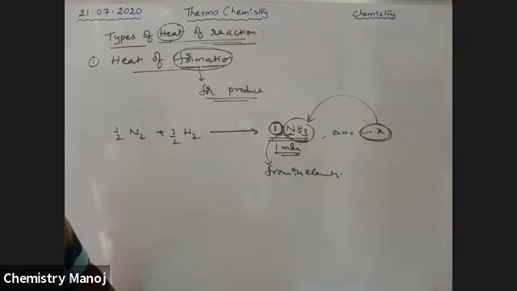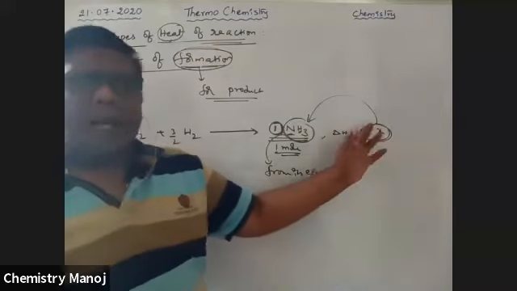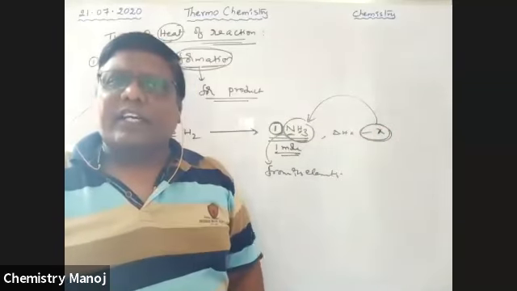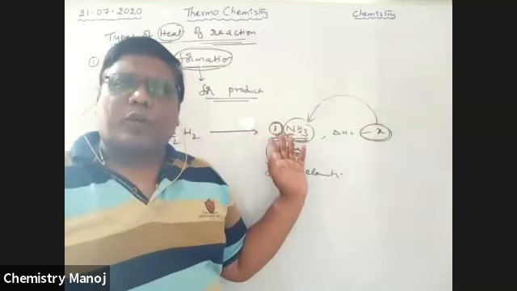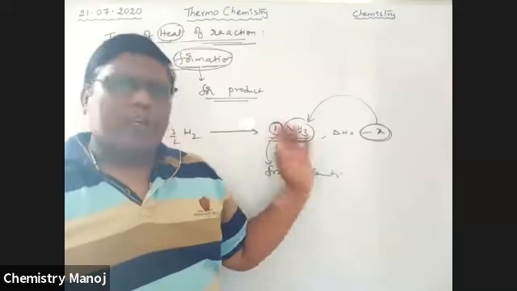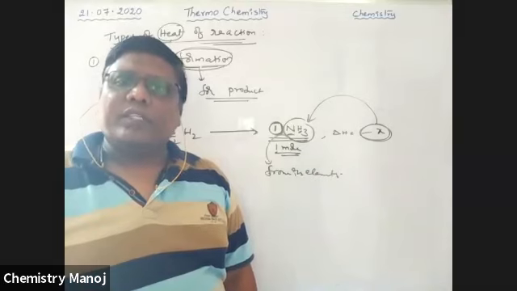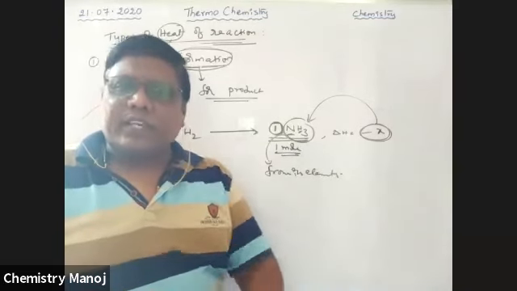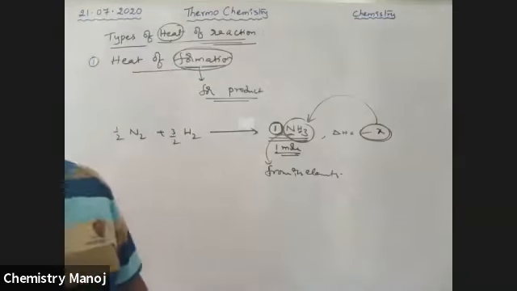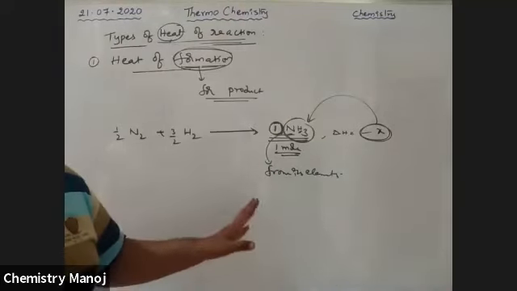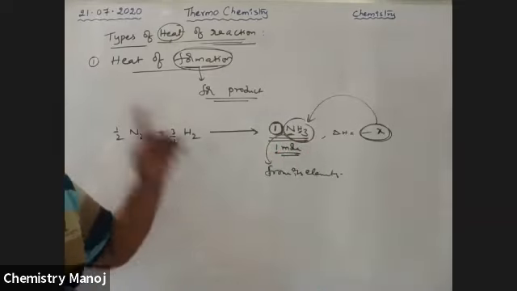Okay, it is very, very important, boys. So what is this minus X? Minus means released energy. How much energy is released? X value is released during the formation of 1 mole of product, that is ammonia. Therefore, the heat of formation of ammonia is X. Is there any doubt, boys? So heat of formation means the product is always formed from its elements in their standard state. That is heat of formation.